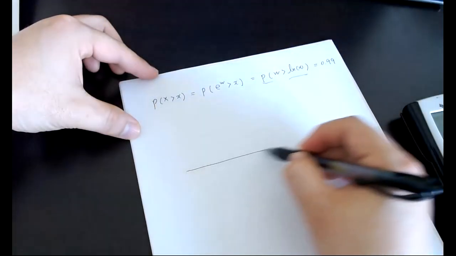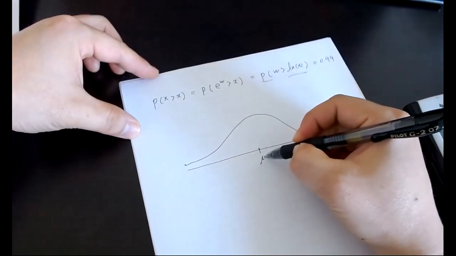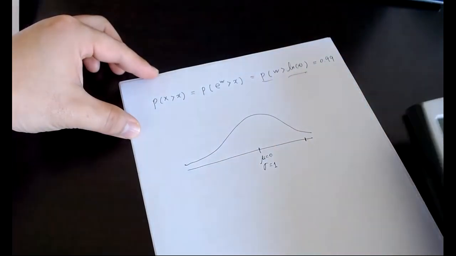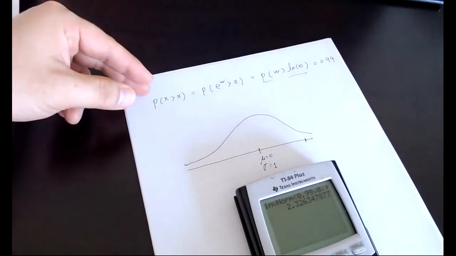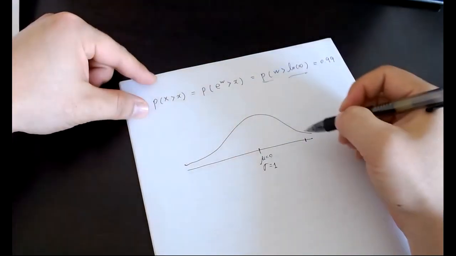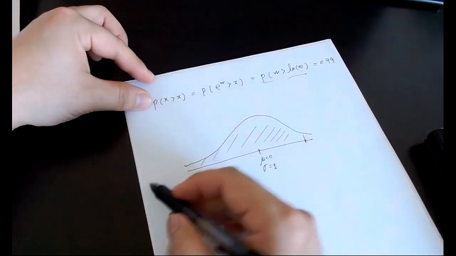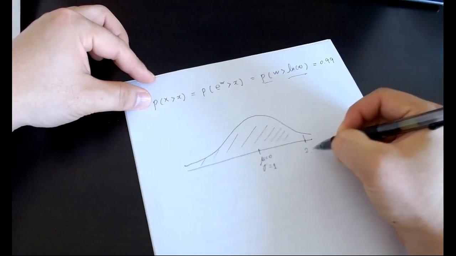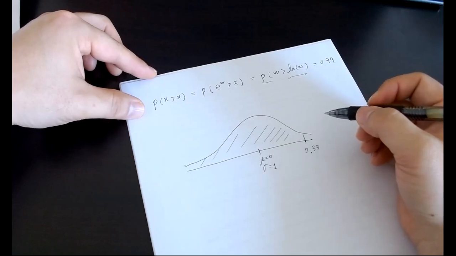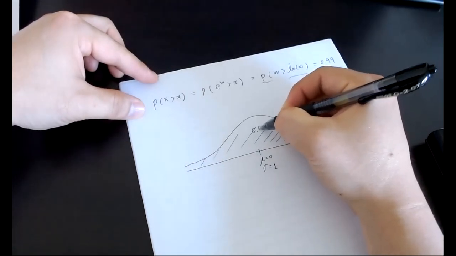This is the graph of the standard normal distribution, so mu is 0 and sigma is 1. Inverse norm finds the z-score whose area from negative infinity to that z-score is 0.99. So the area under the graph of the PDF of the standard normal distribution from negative infinity to that z-score, which is approximately 2.33, is 0.99.